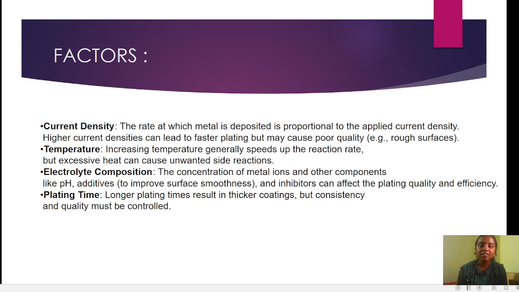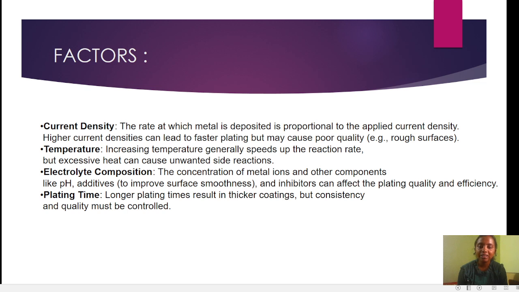Temperature. Increasing temperature generally speeds up the reaction rate, but it can cause unwanted side reactions. Unwanted side effects can be caused by the temperature. So proper temperature needs to be maintained, neither too high nor too low.